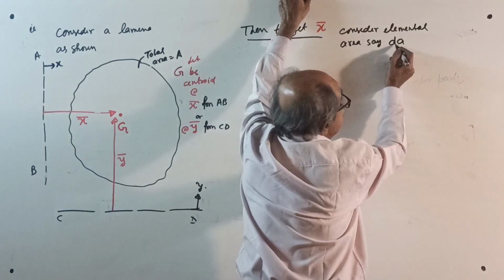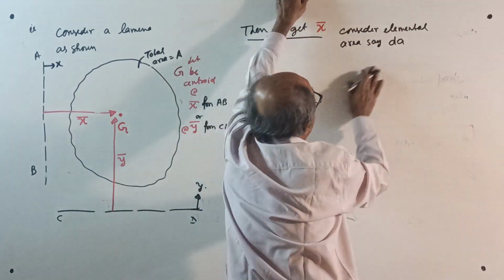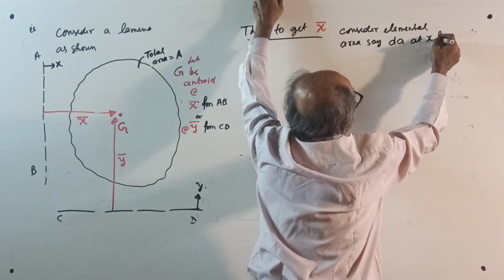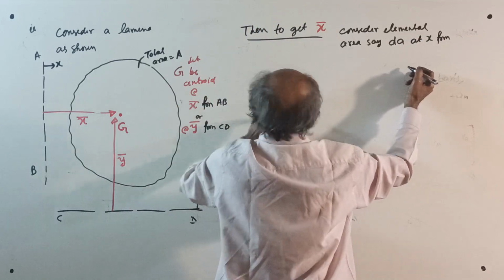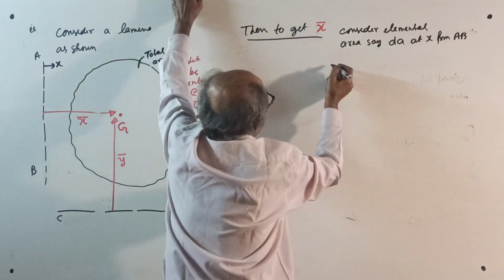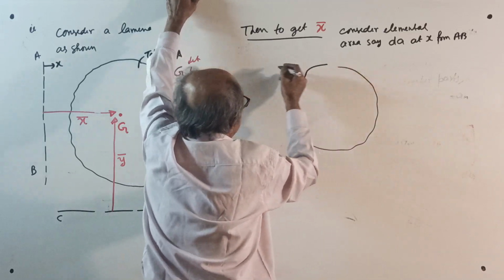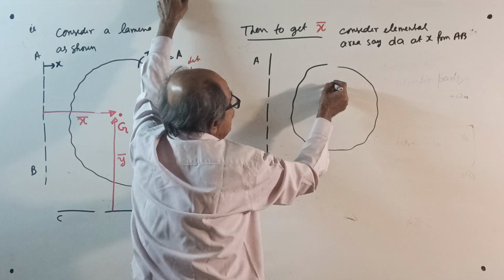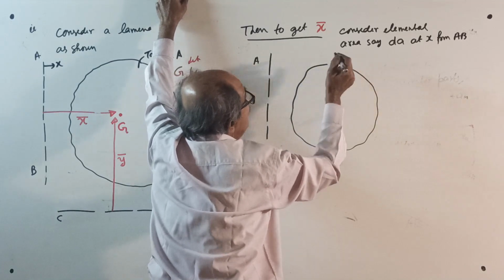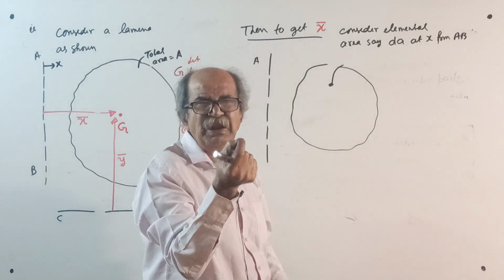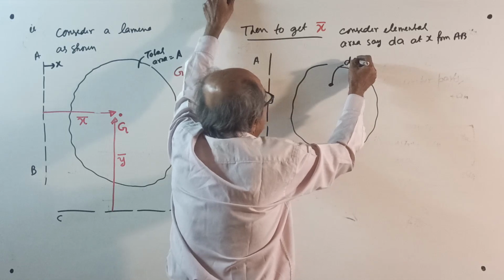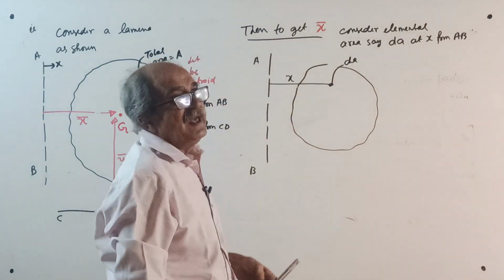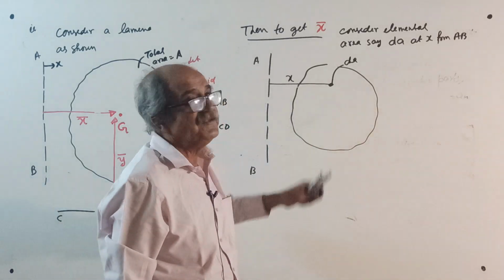Consider area dA at x from AB. This is your reference axis AB. Everything I will make clear. You take an elemental area, a very, very small area dA. Now there is no x1, x2, just x from here. Now, there are an infinite number of dAs.